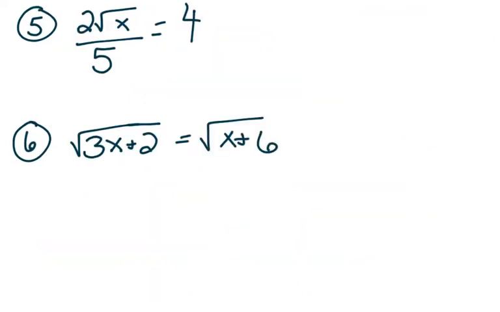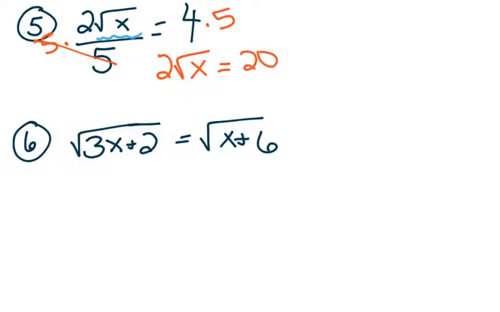All right, number 5. This one's got a couple steps with it. Again, the first thing we need to do is get rid of that denominator and start getting that square root of x piece. Our goal is to get this guy by itself. So I'm going to get rid of the denominator by multiplying both sides by 5. Those are gone. I'm left with 2 square root of x is equal to 4 times 5, which is 20.